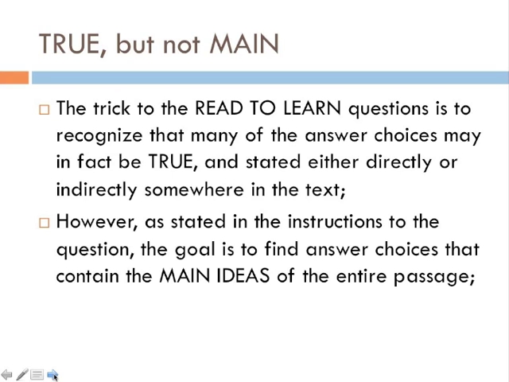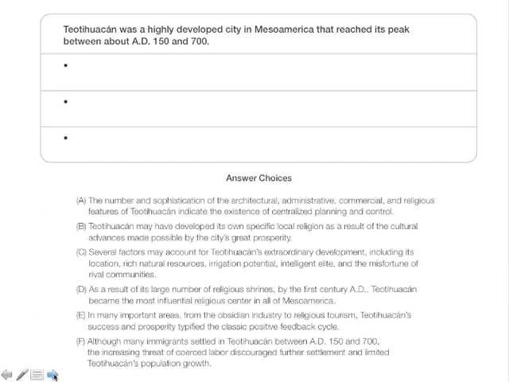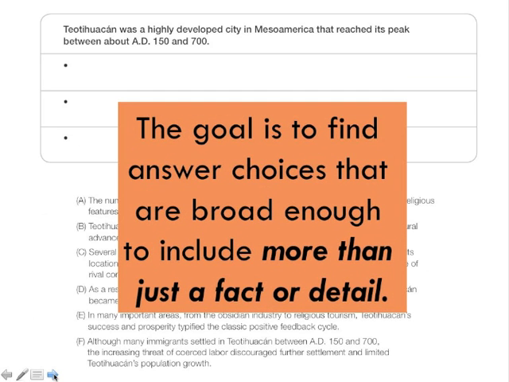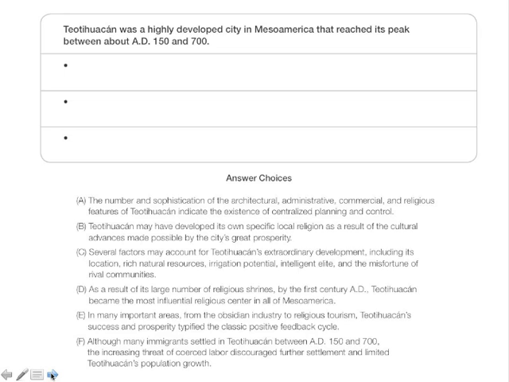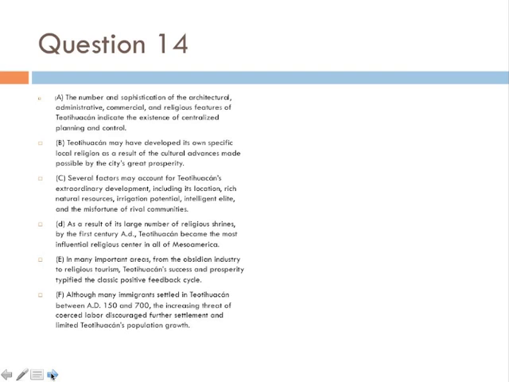So first off, there is more than one right answer, and of course, we could look at other pieces of information that also could be true. So how exactly do we do this? Well, first off, we have to find answer choices that are broad enough to include more than just a fact or a detail. A lot of that has to do with how the question is worded, looking at its language.